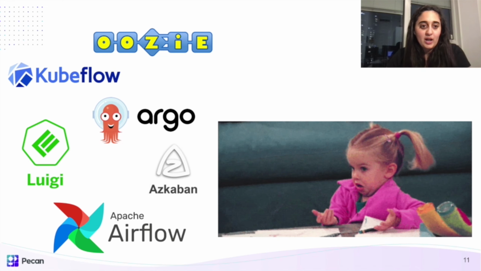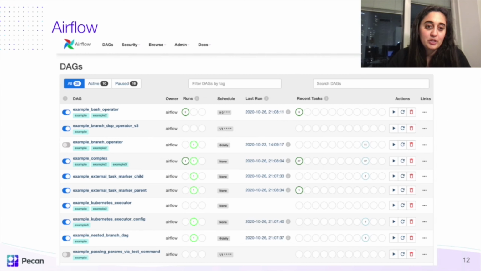So how should we choose the best tool for us? There are so many of them. And the answer is, like always, it depends. It depends on your needs. And at Pecan, we chose Apache Airflow as our orchestration tool.